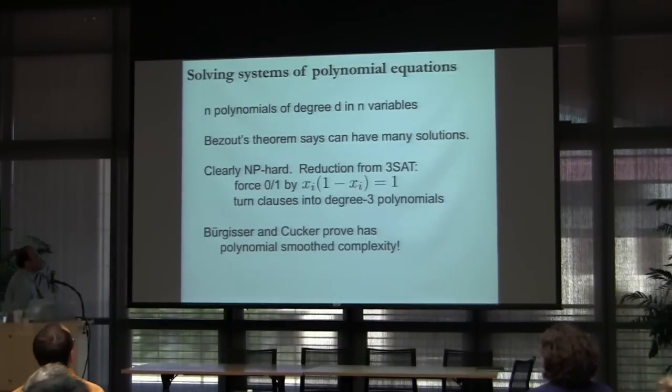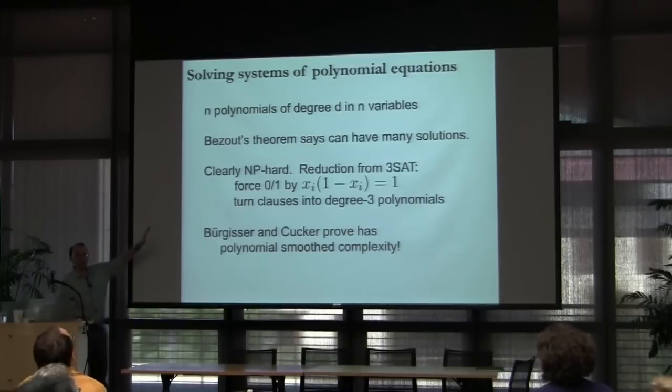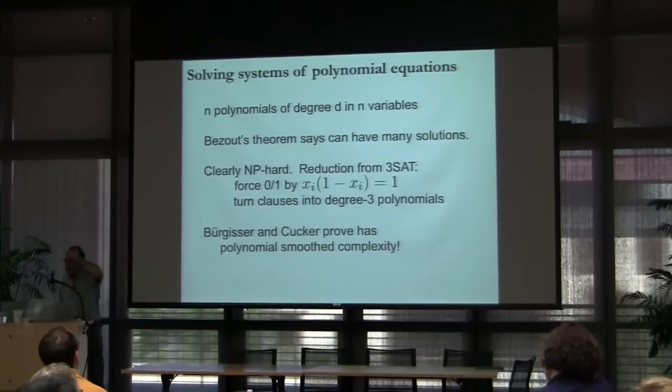So if you want to figure out how many solutions you can have, it depends on the degree or the shape of your polynomials. But you can use Bezout's theorem to get a bound. It'll typically be exponential. So there can be many solutions, and we just talk about trying to find one.